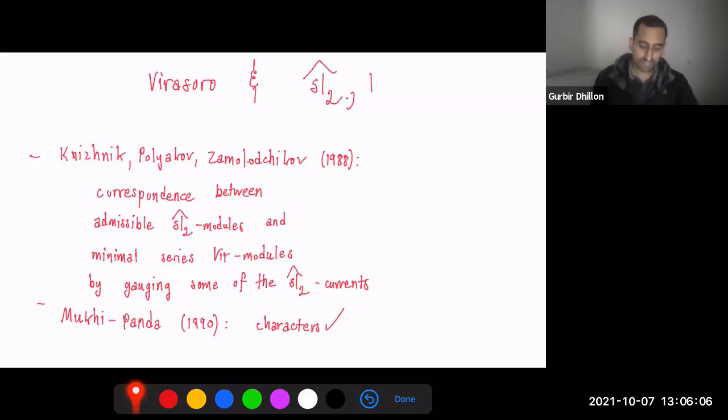And what they said should be the case is that you should be able to go from certain representations of affine SL2, the admissible ones, and produce from them the minimal models Virasoro by taking the action of all these SL2 currents and killing some of them, or one of them. We'll say more precisely later what this gauging exactly is. But anyway, that was their proposal, and then within a couple years, some other physicists, Mukhi and Panda, verified that there was this kind of correspondence, at least at the level of q-characters.